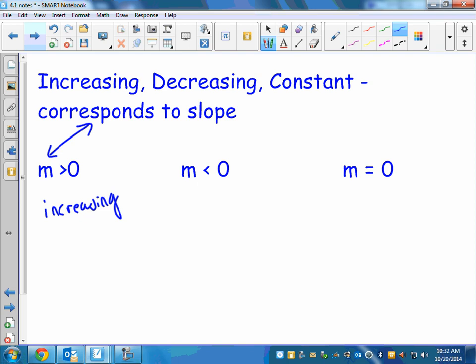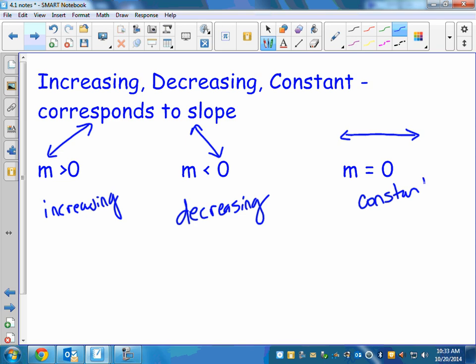And if you have a negative slope, doesn't that look like your line is going down? Which means if you have a negative slope, then your graph is always going to be decreasing. And if you have a 0 slope, what does that line look like? Which means that line is always going to be constant. Which means, unlike what was on your Unit 2 test, where you had to look at each section of the graph and give the intervals, these graphs are either going to be increasing, decreasing, or constant the entire time. They're not going to be split up like that one on your test.